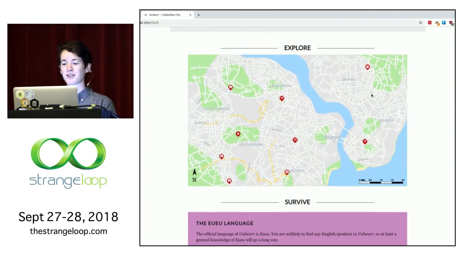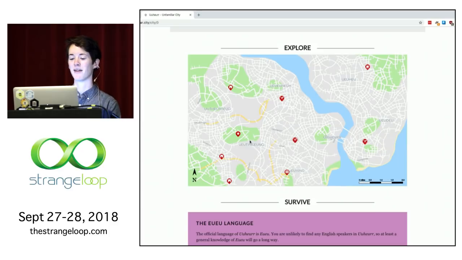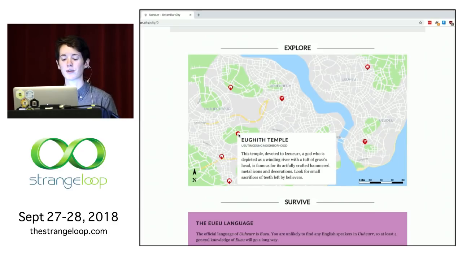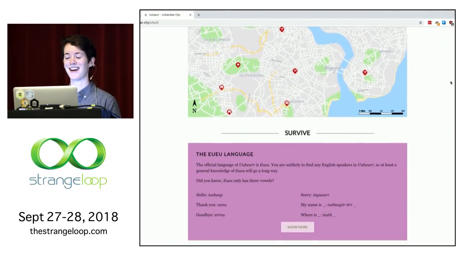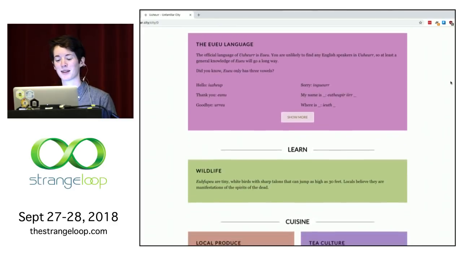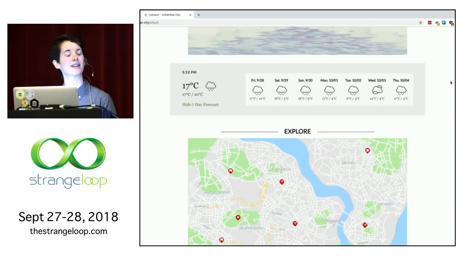And now we have this beautiful interactive map, and we've got this tea house that everyone loves, this restaurant that's not so much loved, and we have this temple here devoted to the god Izuer, who is a winding river with a tuft of grass's head. And the locals like to leave sacrifices of teeth behind, and I'll let you ponder whose teeth those are and where they come from. And just some more information about our city, something about the language and the wildlife. Yeah, and so that's what I did with these maps.